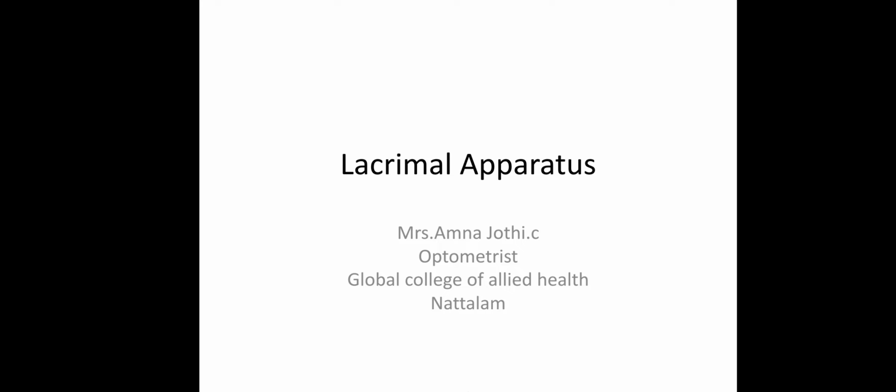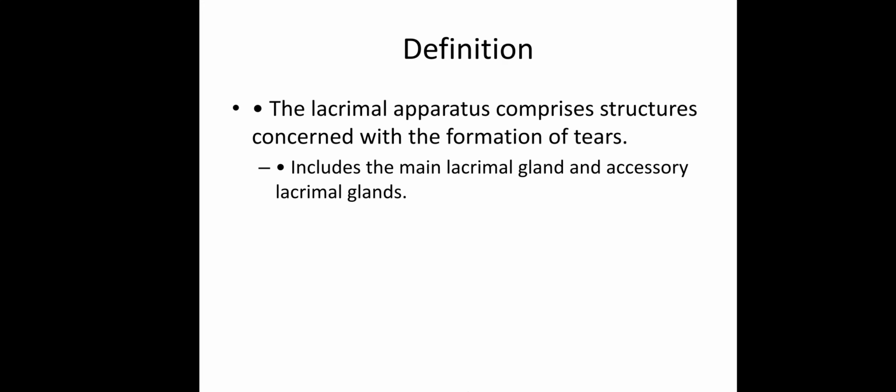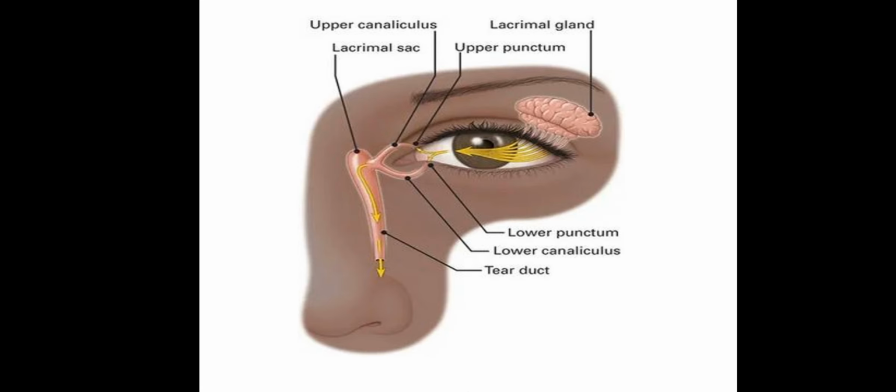Today the topic is about the lacrimal apparatus. The lacrimal apparatus comprises the structures concerned with the formation of tears, which includes the main lacrimal gland and accessory lacrimal glands. This is the lacrimal apparatus, which consists of the structures: lacrimal gland, punctum, canaliculus, lacrimal sac and nasolacrimal duct.